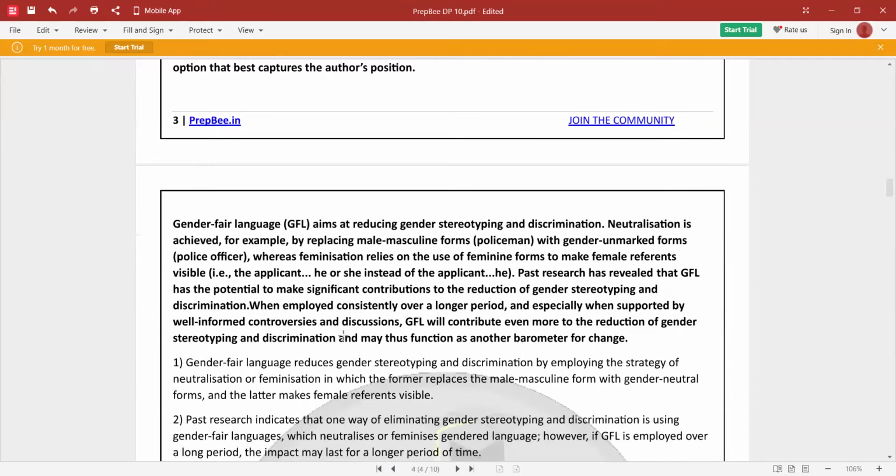Now, next one. Gender fair language aims at reducing gender stereotyping and discrimination.